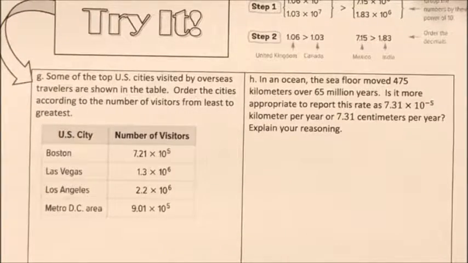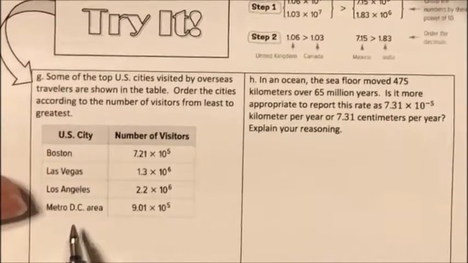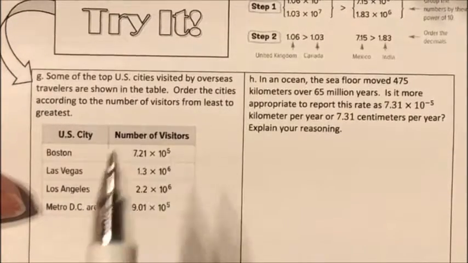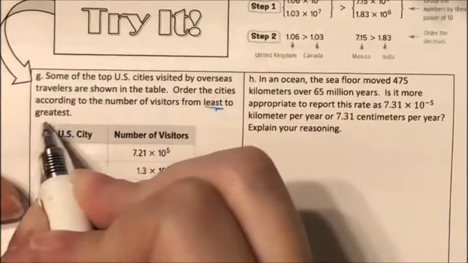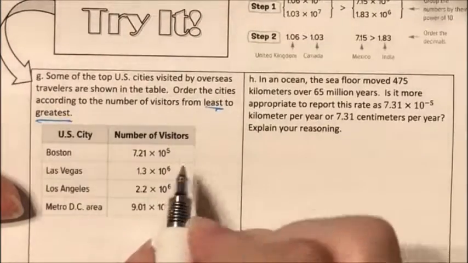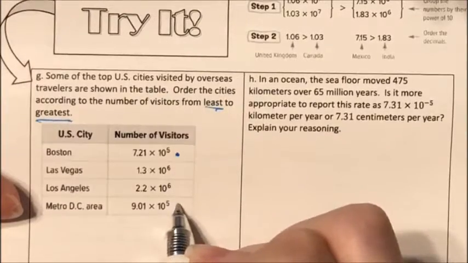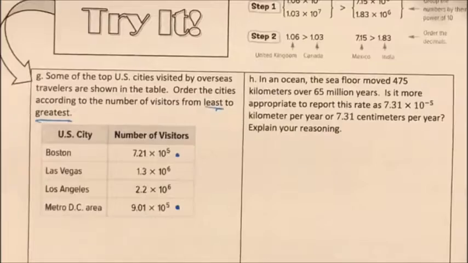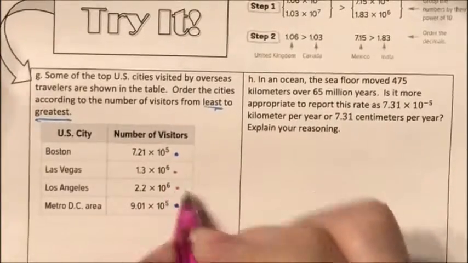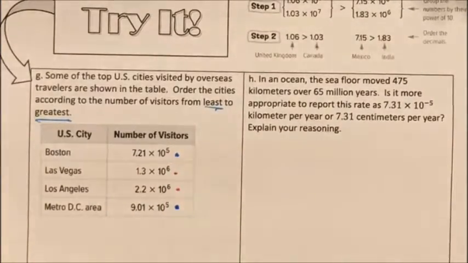All right, so let's look at letter G. Some of the top U.S. cities visited by overseas travelers are shown in the table. Order the cities according to the number of visitors from least to greatest. So I have Boston, Las Vegas, Los Angeles, and the Metro DC area, okay? So the first thing, I'm ordering from least to greatest, so that's smallest to biggest, okay? So I have a couple of things. This one is 10 to the 5th. This one's also 10 to the 5th. Then these two are 10 to the 6th, okay?